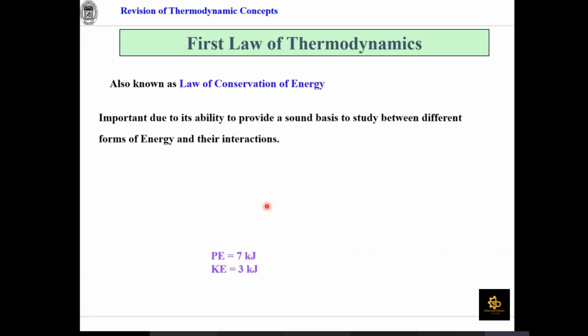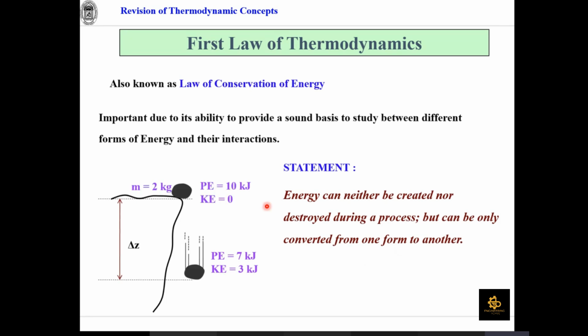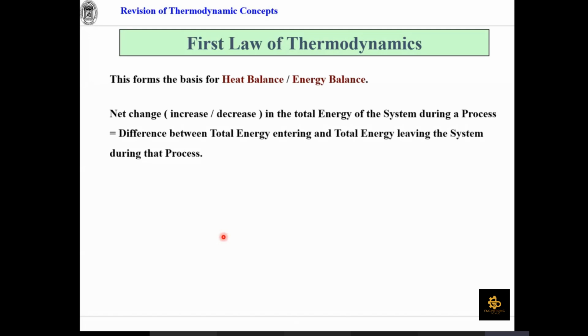Then there is the first law of thermodynamics, also known as the law of conservation of energy. It is very simple: energy can neither be created nor destroyed during a process, it can only be transformed from one form to another. For example, if I throw a stone from some height to the ground, there is a potential energy of 10 kilojoule and the kinetic energy is 0. However, when the stone hits the ground, that potential energy changes into kinetic energy. So it is not destroyed, it is changing from one form to another. This is how we can define the first law, and this is the basic equation of the first law.